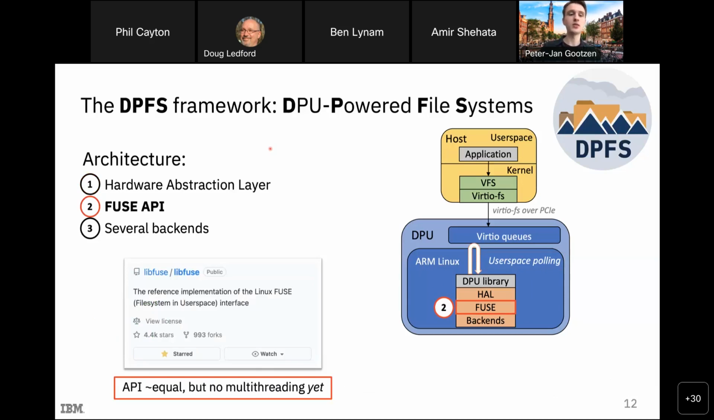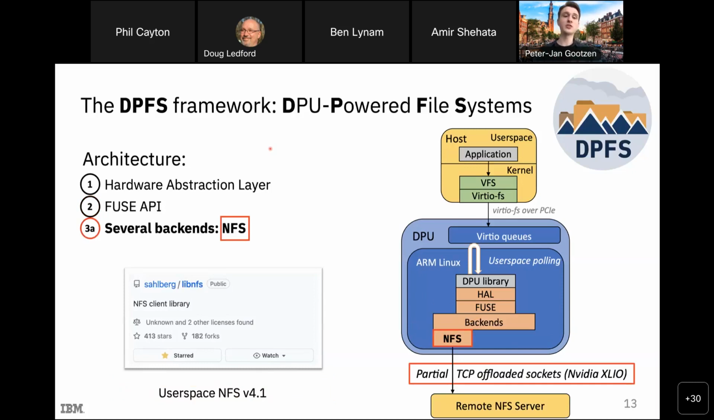The second layer implements a file system API. So if you've ever implemented a user space file system on Linux, then you've probably come across or used libfuse, which is a popular API for this. And we re-implement this API in our DPFS framework so that it's easy for file system developers to port their existing file systems to a DPU-based approach. The API is not fully the same, so a click and compile port is not possible since we made some performance optimizations and choices in the API, but it is almost equal.